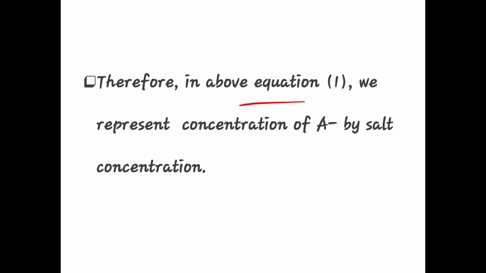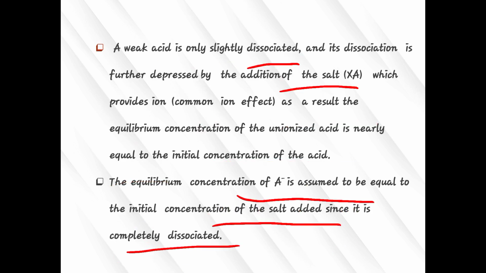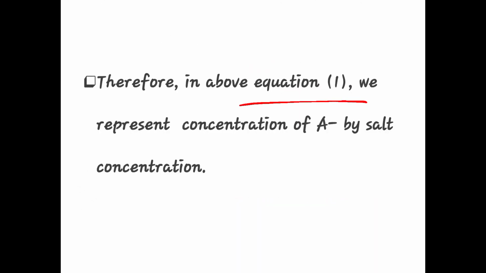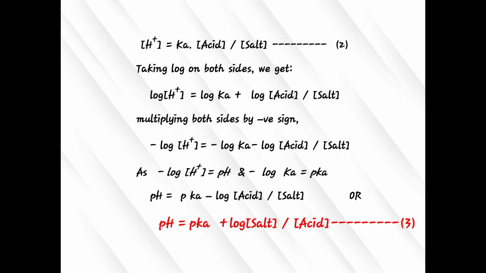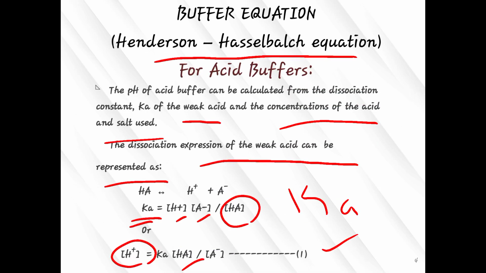Therefore, in the above equation 1, we represent the concentration of A minus by the salt concentration. That is, the concentration of H plus is equal to Ka, the dissociation constant, times acid divided by salt. This is equation 1.